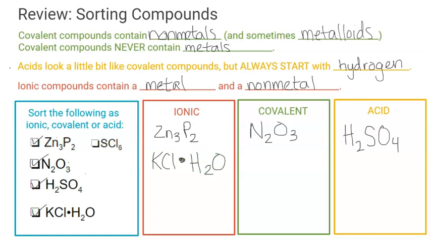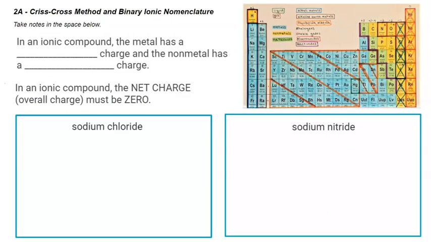And then our last compound is SCl6. Sulfur and chlorine are both nonmetals, and it does not start with a hydrogen, so this will also go in the covalent category, SCl6. So hopefully that was a good review from what you did yesterday. Let's move on to the new portion of today.